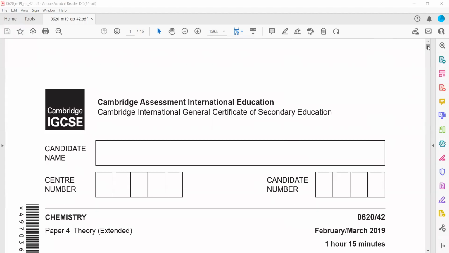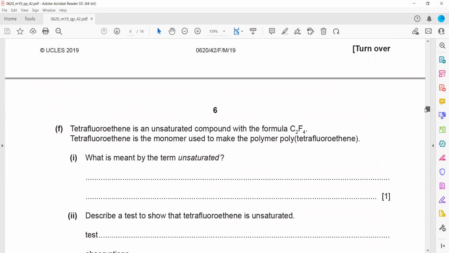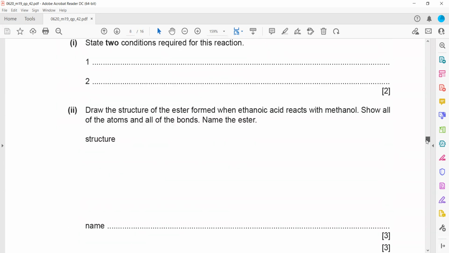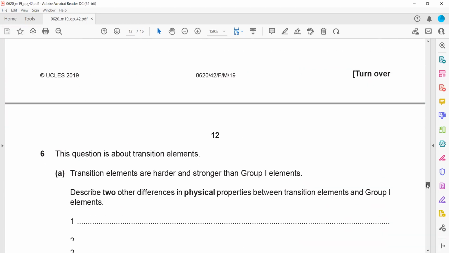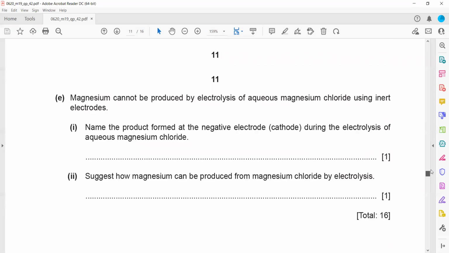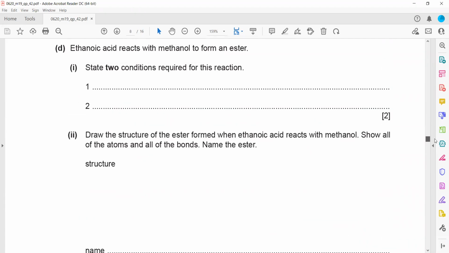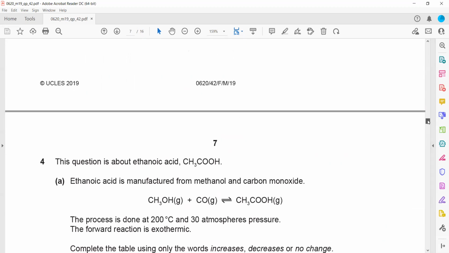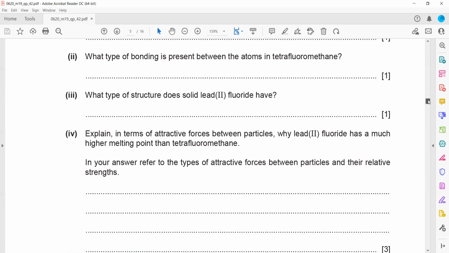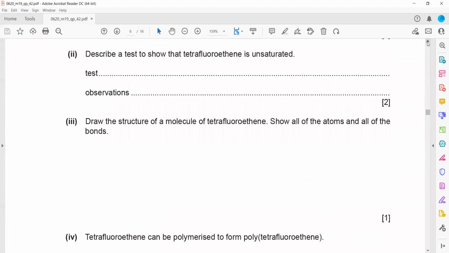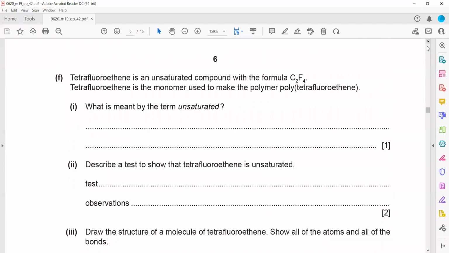So this one is Feb-March 19 session, paper 4. So this one, part F is there. It's not a full question. Part is there.